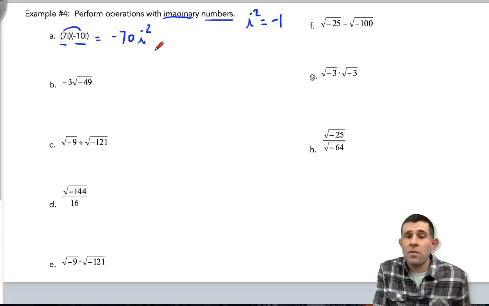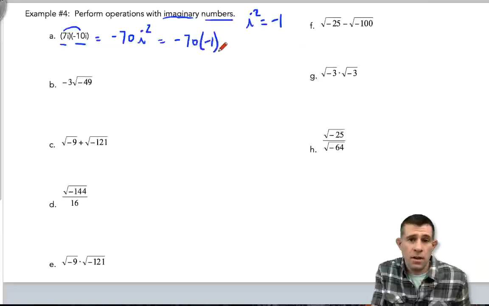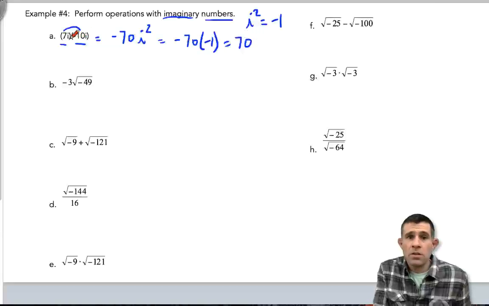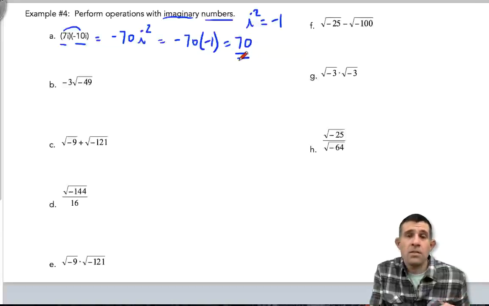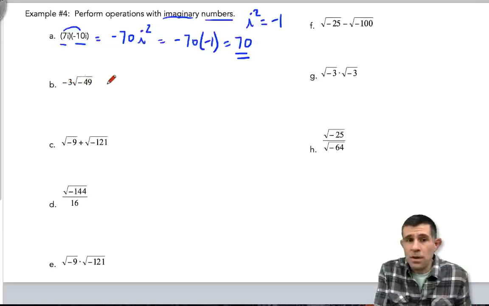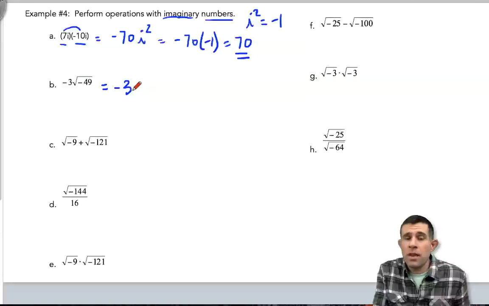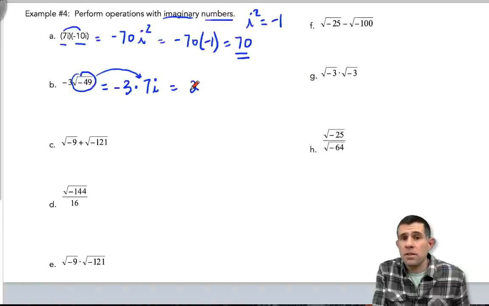So anytime I see an i squared, I'm actually going to replace this. This is really negative 70 times negative 1. Well, a negative times a negative is a positive, so 7i times a negative 10i results in a real number, positive 70. All right, in our next example, we're going to take negative 3 and multiply it to the square root of negative 49. Well, the square root of negative 49 is simply 7i, so I'm going to change that square root of negative 49 to 7i, and it now becomes negative 3 times 7i, which is negative 21i.